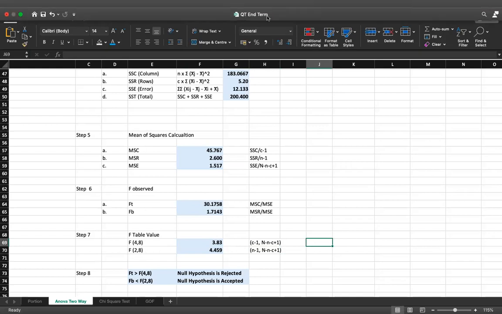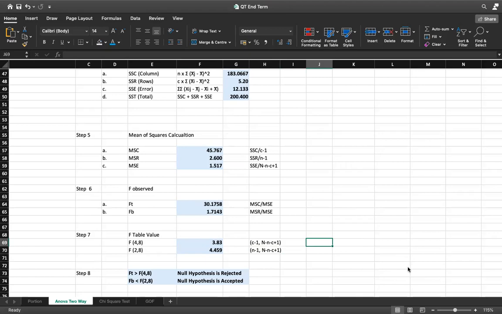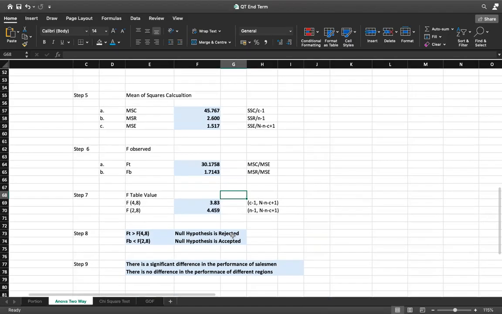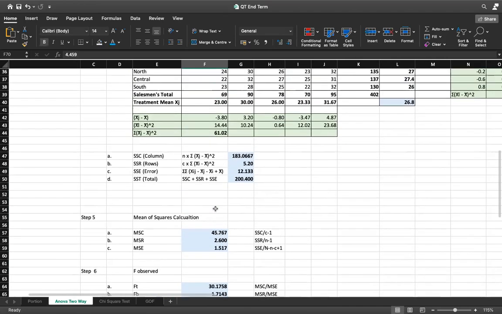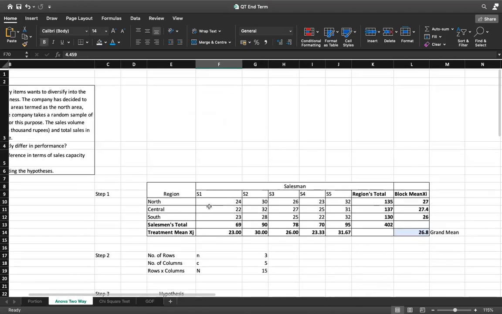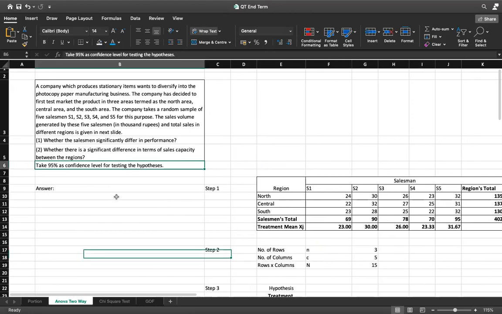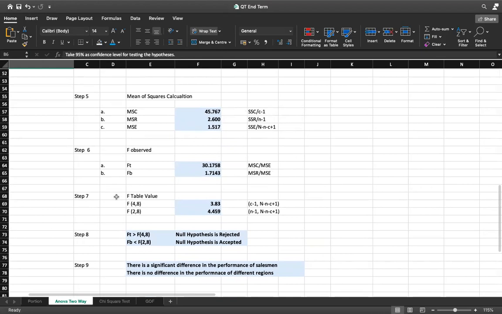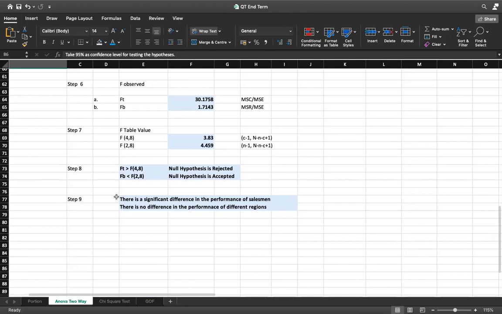And then you again see your F distribution table. So 2,8 is 4.4590. So these are the two F table values I have gotten from the table. Make sure that you see what kind of alpha value has been given to you. We have been given 95% confidence. That means alpha is 0.05. That's why we've taken it. But if they haven't given it, you can just assume alpha to be 0.05.